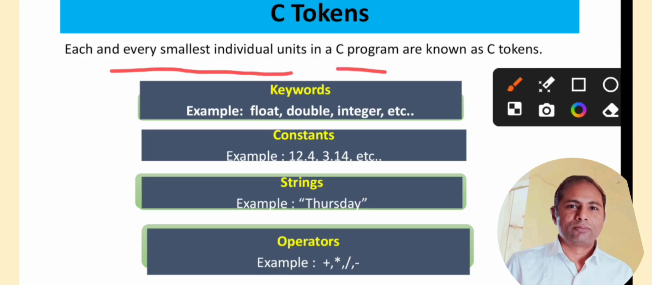For example, what things do we use in C? We use keywords. What are examples of keywords? In C we use float, double, and int. So these are some of the keywords. Then what are the constants? We use constant numbers, we use strings, we use operators, for example to perform addition, subtraction, multiplication, division. So whatever things we use in C, combined, are known as the tokens of C.